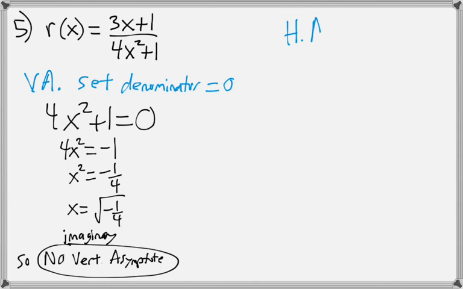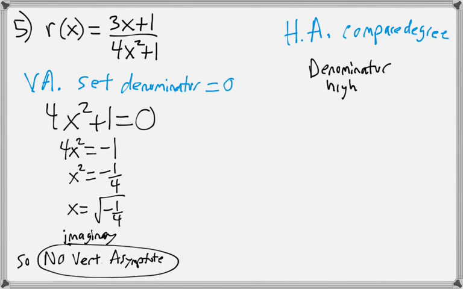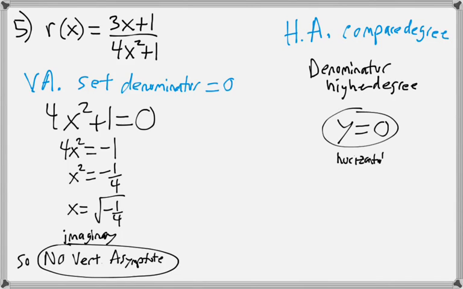For the horizontal asymptote, I want to compare the degree. The denominator has a higher degree, because its degree is 2, and the numerator has a degree of 1. Therefore, y is equal to 0 will be our horizontal asymptote. And just as a note, you don't need to put this, but this is a horizontal line. This is not a point, this is a boundary line.